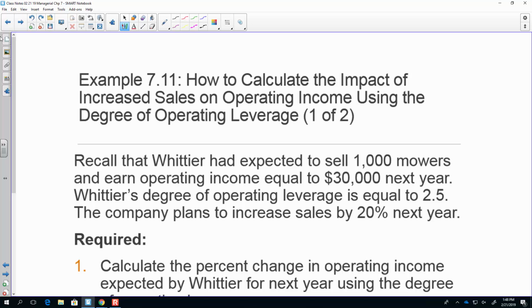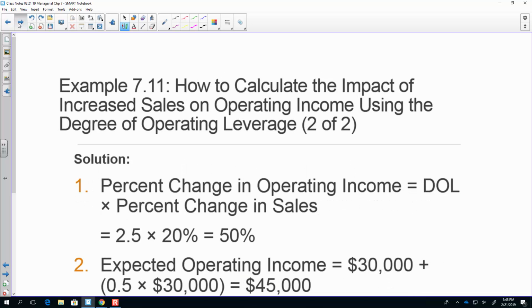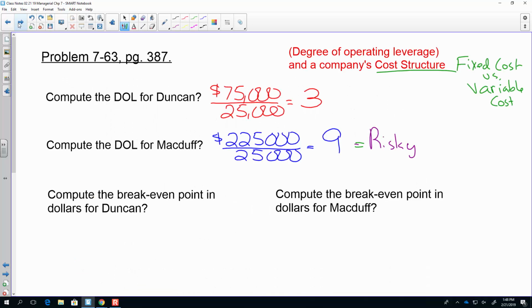All right, DOL, we started that discussion. We got part way with it. Here's where we were. This is problem 63 from Tuesday. Remember the word cost structure. That discussion for DOL, please know what that term means. It's the amount of fixed costs in relationship to variable cost.